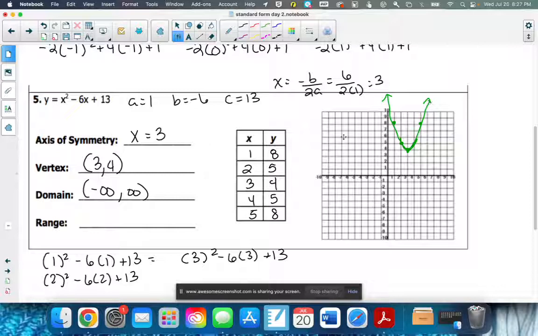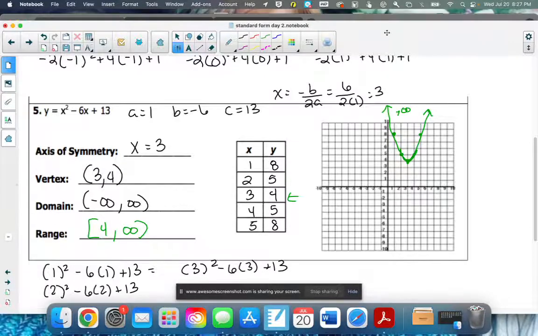Okay, so the graph is pointing up. That means it's pointing towards positive infinity for the y. So the vertex is now going to be my lowest point. So my range is from 4 to infinity. And that is it as far as day 2 on graphing quadratics and describing. The next lesson is going to have even more things that you can describe about this, just like you did on linear.